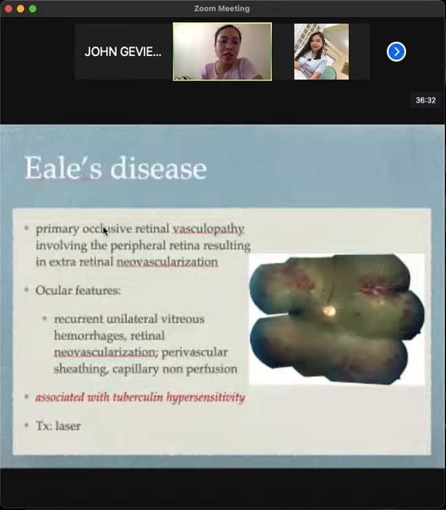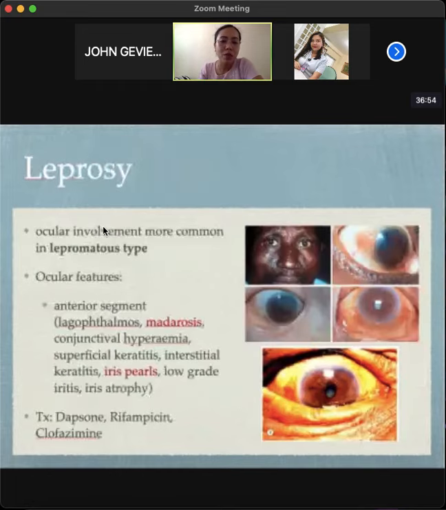Eales is an occlusive vasculopathy involving the peripheral retina. Typical patients would be young men with sudden blurring of vision in both eyes, and you would see vitreous hemorrhages. It is associated with tuberculin hypersensitivity, so you work up the patient for possible TB infection.